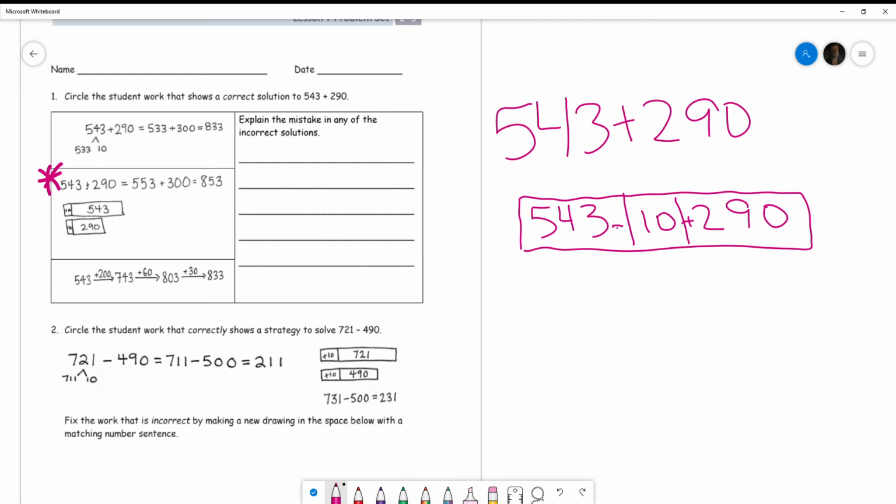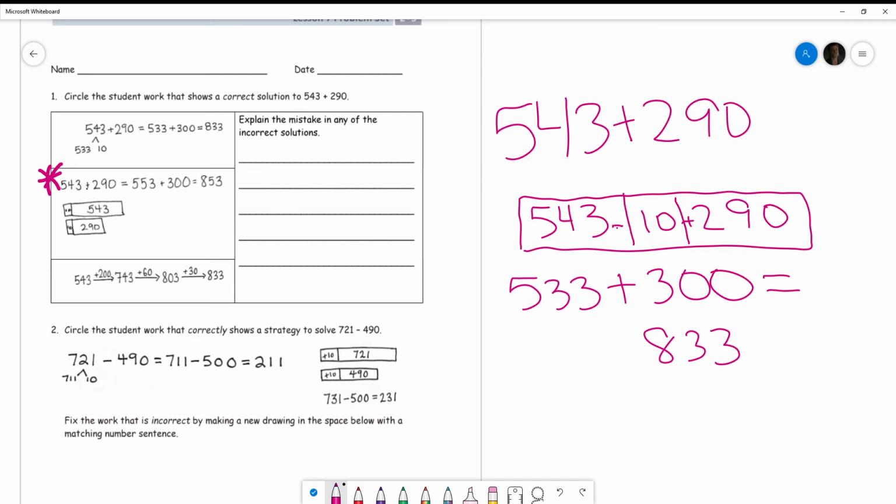So if you take 10 away from 543, you now have 533. And if you're adding 10 to 290, you now have 300. And that makes it easier for you to solve your problem. 5 plus 3 is 8. 33 plus 0 is 33. Okay, so that right there is why that problem is wrong.